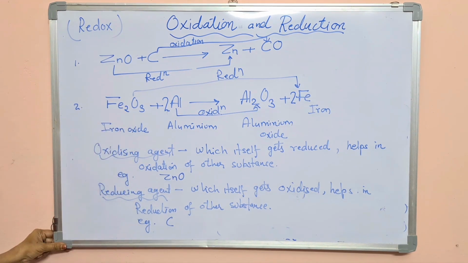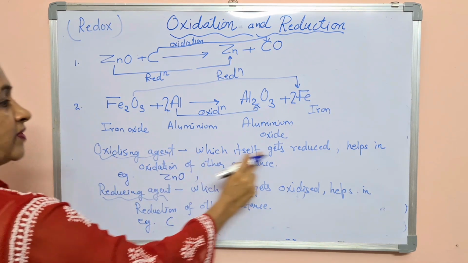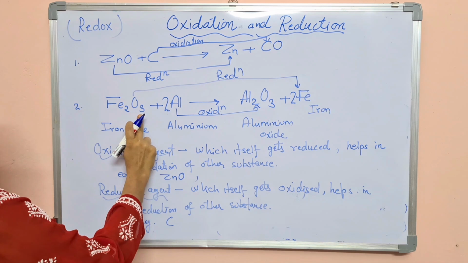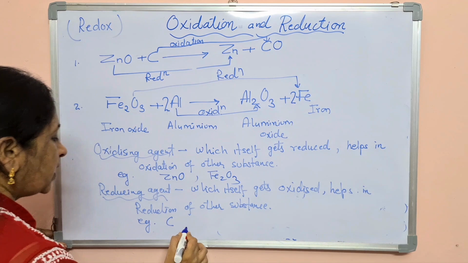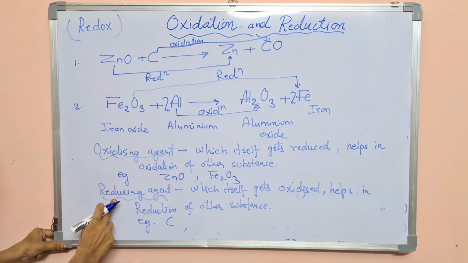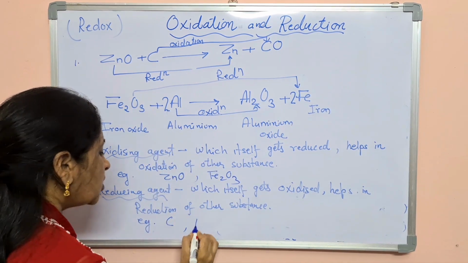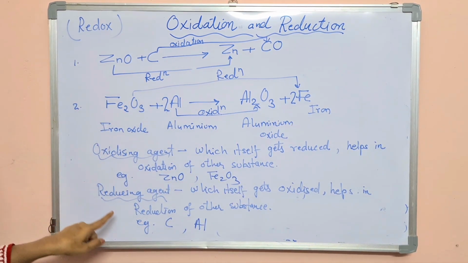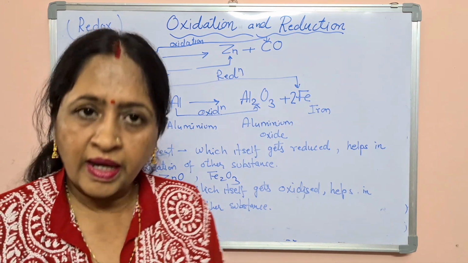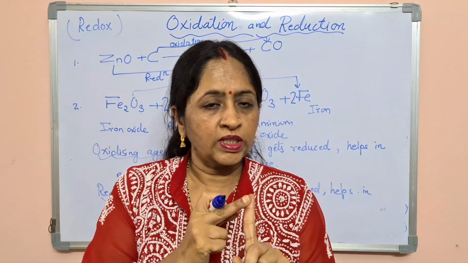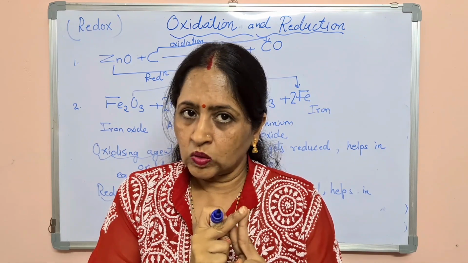Now in this example, it's very clear. In this, the oxidizing agent, which itself gets reduced, is Fe2O3. In this reaction, what is the reducing agent, which itself gets oxidized? Aluminium getting oxidized. So aluminium is your reducing agent. So I think it's clear to all of you what is redox reaction and what is oxidizing agent and reducing agent. We can see so many other examples also.